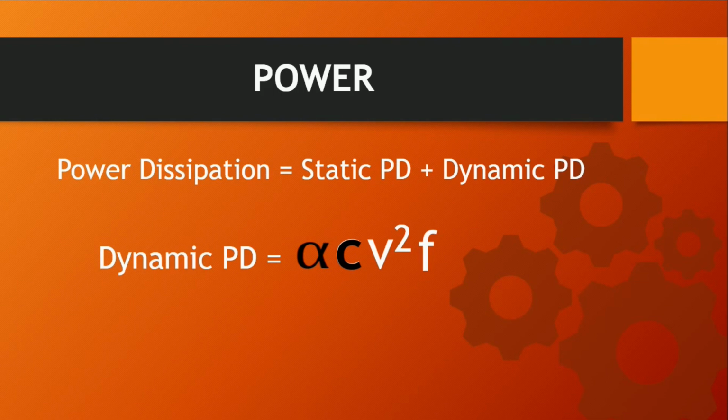So by finding the apt technology, you can reduce the capacitance effect in the system. As the capacitance value decreases, your dynamic power dissipation also decreases.